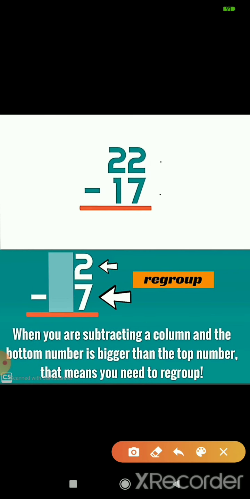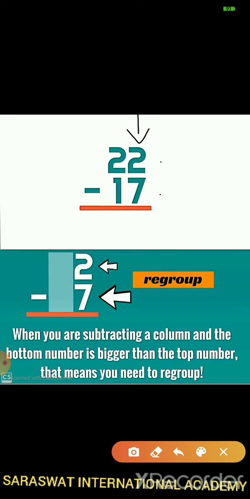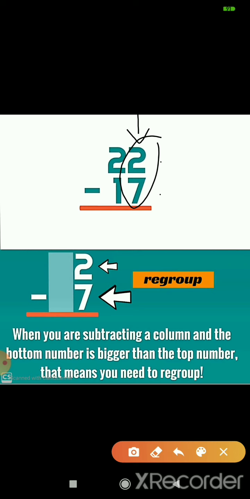22 minus 17. Students, first always start with the ones column. So, at the ones column, 2 and 7 are there. Now, can we subtract 7 from 2? No, we cannot subtract 7 from 2. Why? Because 2 is smaller than 7.